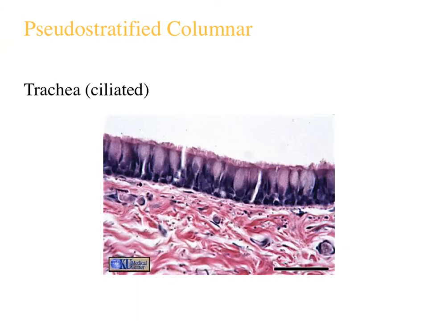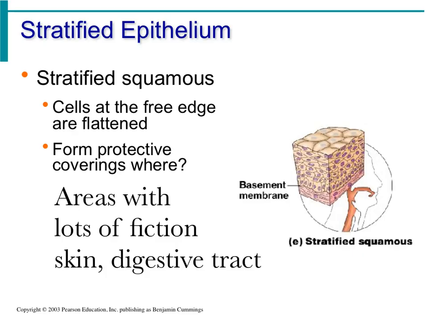So here you can see really nicely the cilia on the top. And then you can kind of see there's a nucleus up there, and then there's some nuclei down there. So yeah, pseudostratified. Okay, so those were all single layered. So now we're to stratified, many layered.